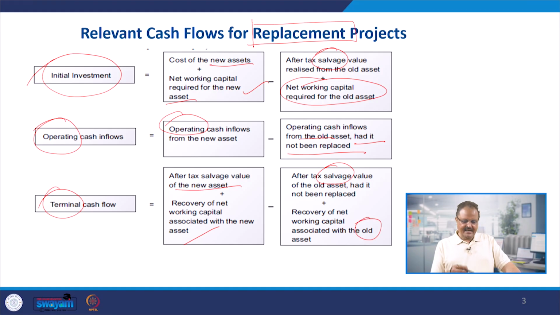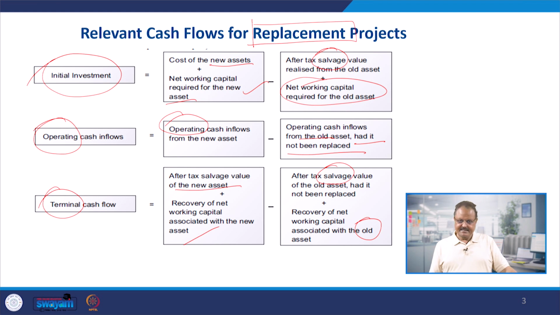So it has not to be in isolation. The purpose of this discussion is that the replacement cost, or the outflow and inflow, have not to be calculated in isolation; rather they have to be calculated by taking the effects of the old asset into consideration.